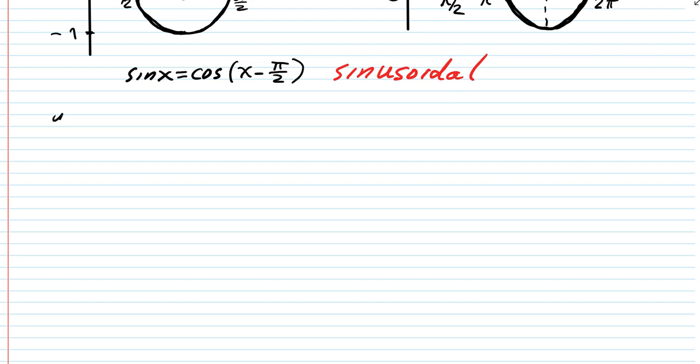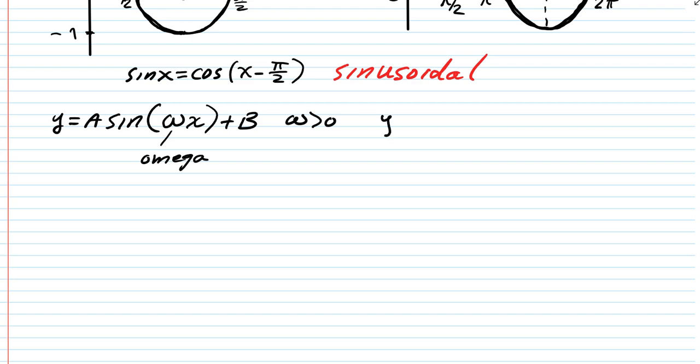Now, the general form of sine and cosine waves that we're looking at in this section are in the form of a sine of omega x plus b. I'm using the author's notation of omega. That's what this is. Here omega is positive. And the other one is a cosine of omega x plus b. In both cases here, omega is positive.